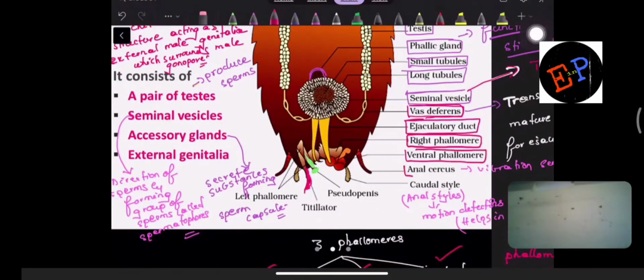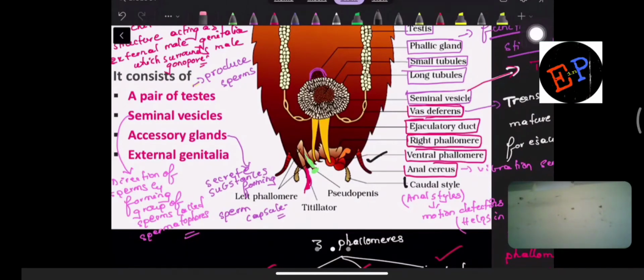So this is the right phallomere, a chitinous membrane, and there is a ventral phallomere, and they have these anal cerci. What is meant by anal cerci we have already studied, it is wind sensitive as well as vibration sensitive. Then we have an anal style, which is also called a caudal style. What is the function of this anal style or caudal style? It is responsible for detecting the motion of the female cockroach, and so it is responsible for helping the cockroach in copulation. That is the function of the anal style or caudal style.